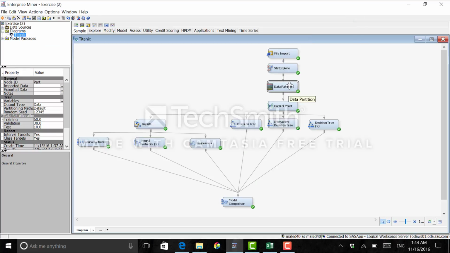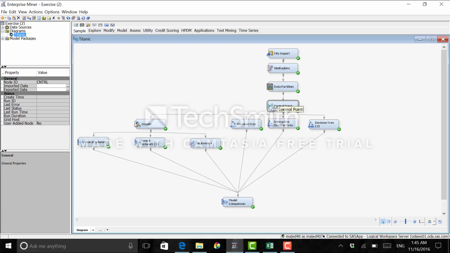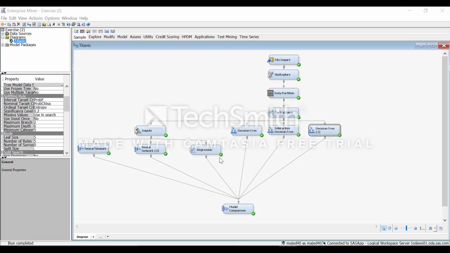All right, data partition. We partition our data to 60 for training, 30 for validation, and 10 for the test. I created the control point. Instead of making many manual connections between multiple models, which is time consuming, a control point will simplify the process flow diagram. Then I created three different decision tree models.